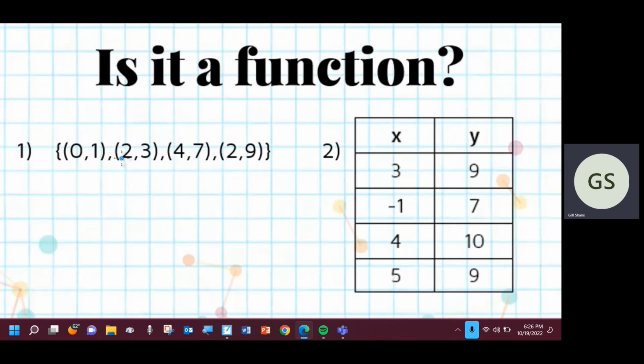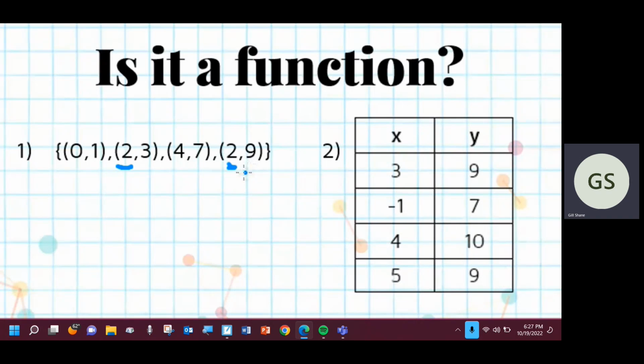When I plug in 2, I get 3. When I plug in 4, it assigns it to the 7. And when I plug in 2, the output is 9. So my input values were 0, 2, 4, and 2. Do you see how it has two inputs that are the same? So here's an input of 2 and here's an input of 2. This time when I plugged in 2, it assigned it to 3. And over here, when I used 2 as the input, it assigned it to 9.